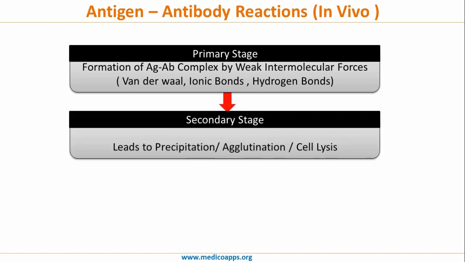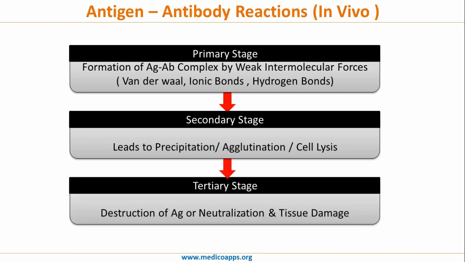Second stage: after the antigen antibody complex is formed, this leads to precipitation, agglutination or even cell lysis. So this is the secondary stage. And finally, in the tertiary stage, there is destruction of the antigen or neutralization and even cell damage or tissue damage. So these are the three stages of antigen antibody reactions in vivo.